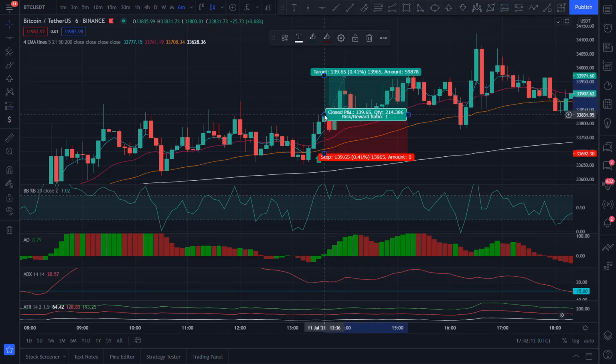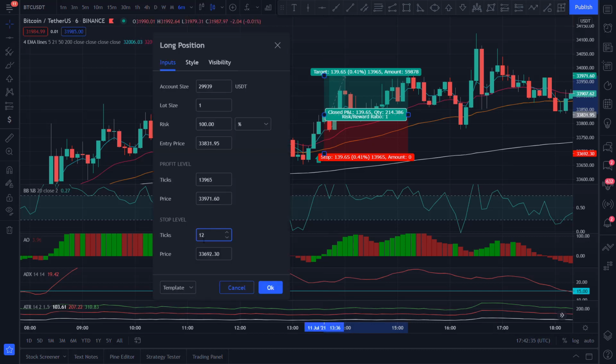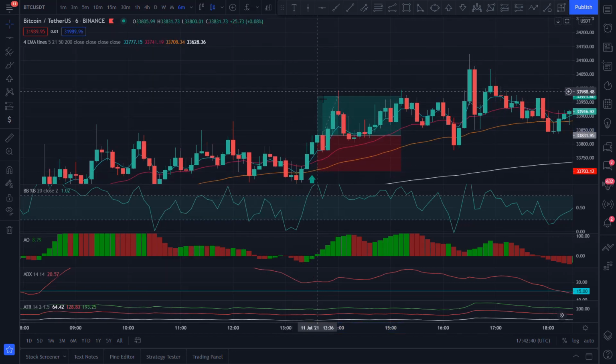For the risk, you will target 2 times the ATR. 2 times the ATR you can see on the bottom left corner, it's going to be the red value, 128.83. So let's type in that. And you will target 2 times the risk.